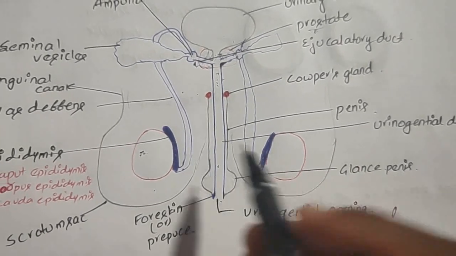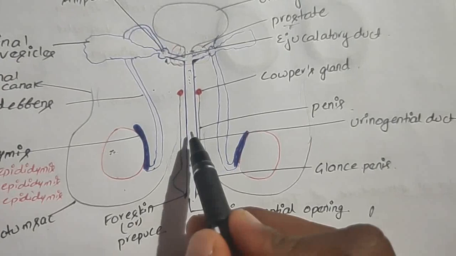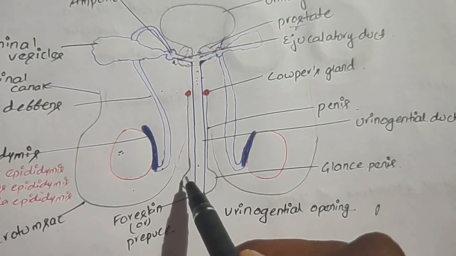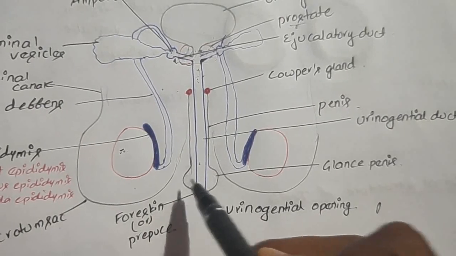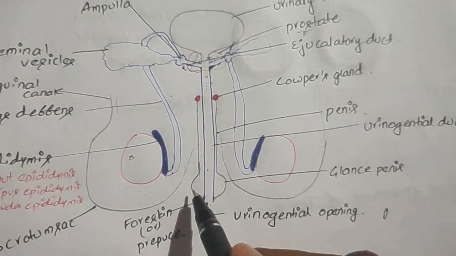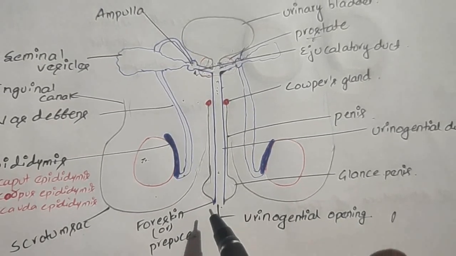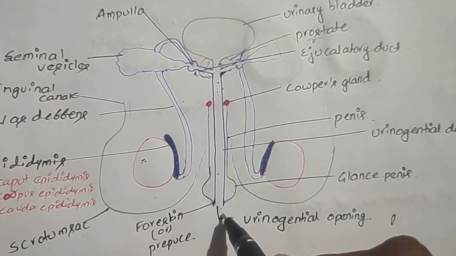through the urogenital opening, and this urogenital duct is covered by the highly vascular structure known as the penis. Towards the lower side of the penis is the swollen region known as the glans penis, and below this glans penis is a loose skin folding known as the foreskin or prepuce.